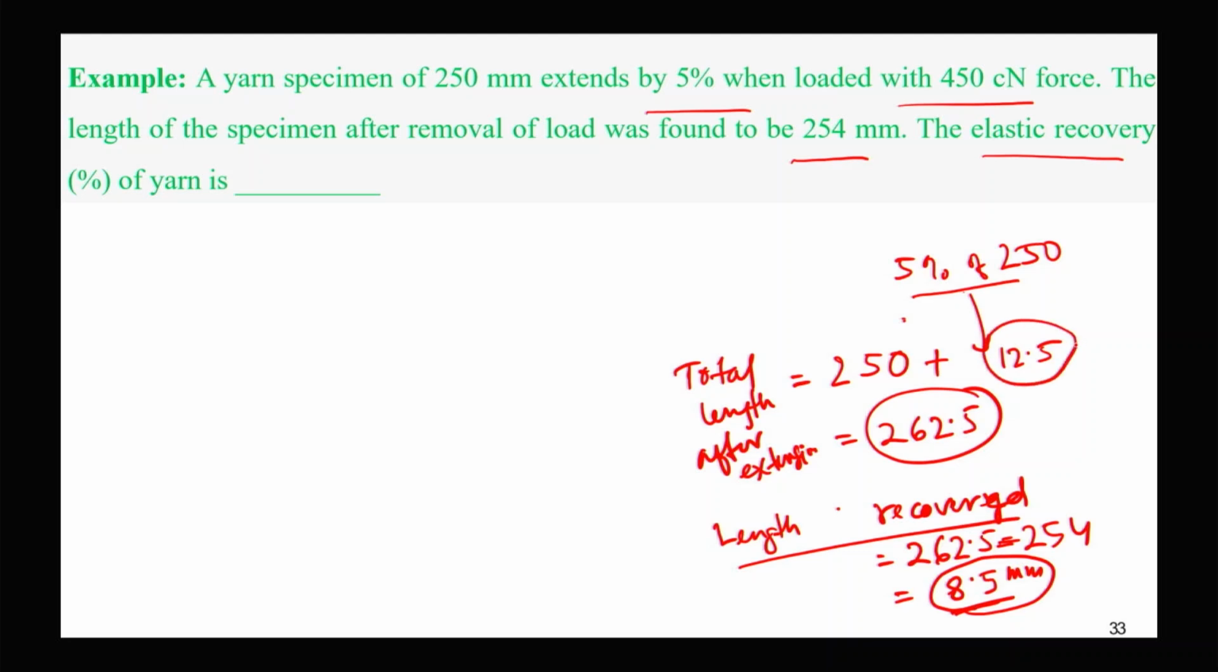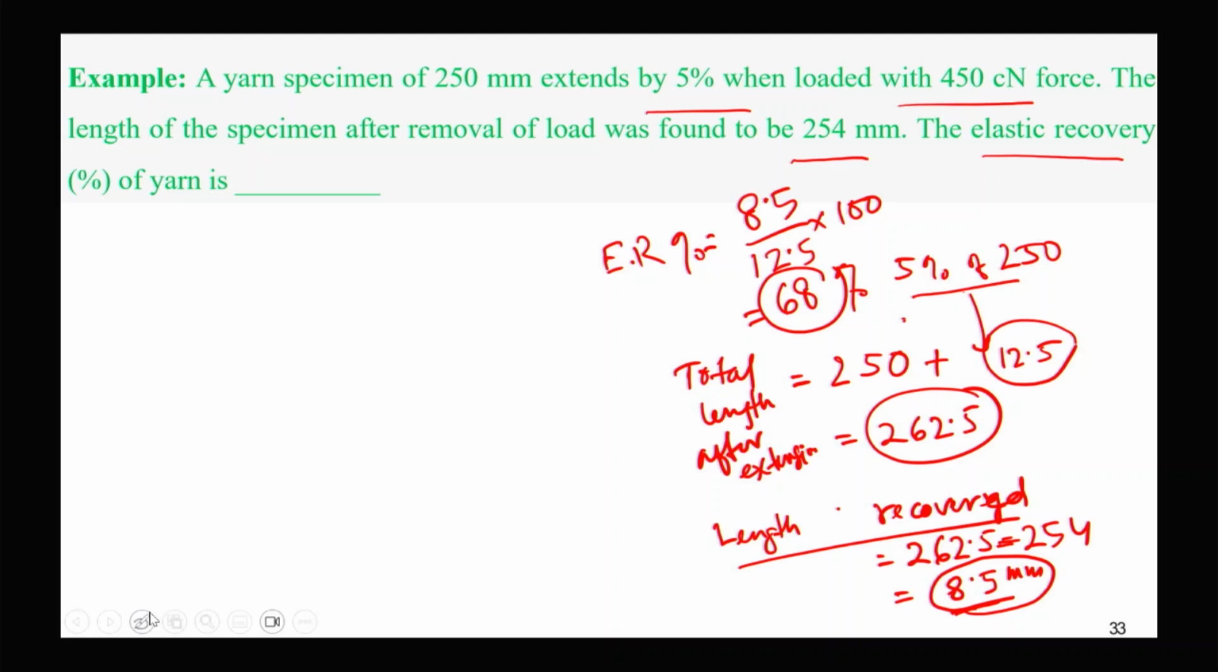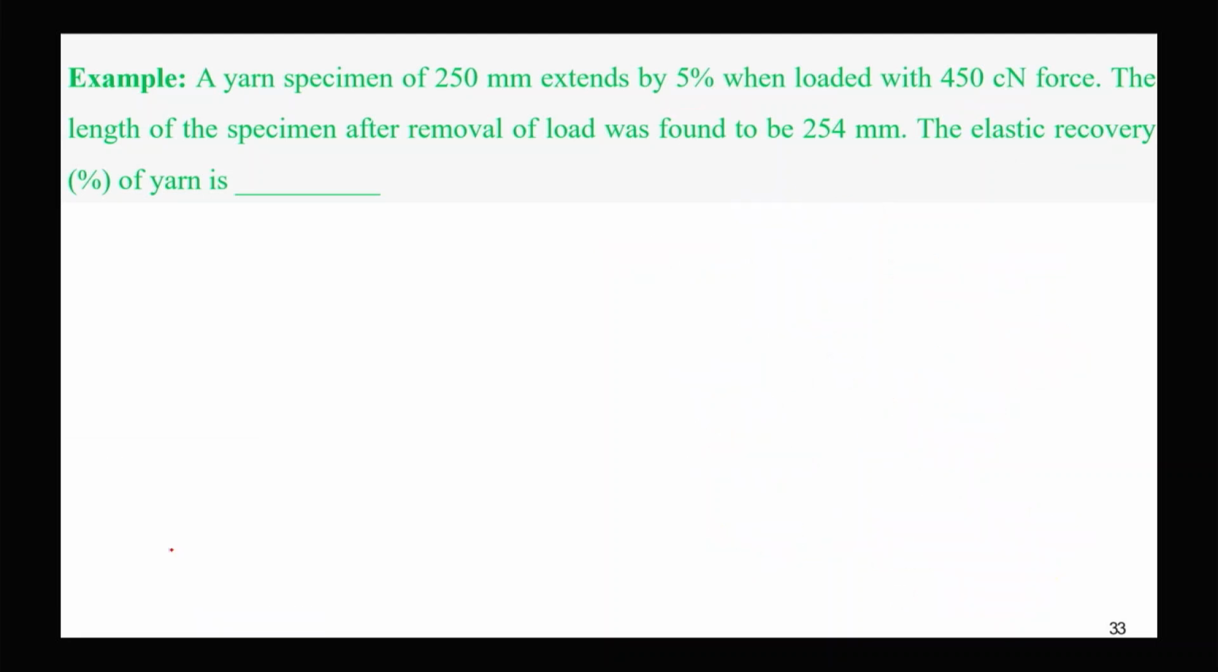If we calculate the elastic recovery percent, it will be the length recovered, 8.5, divided by the total extension due to loading, 12.5. It will be 68%. Okay, so these are the steps.